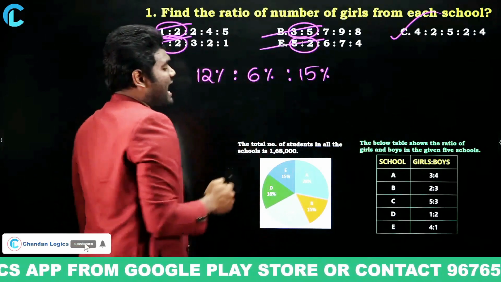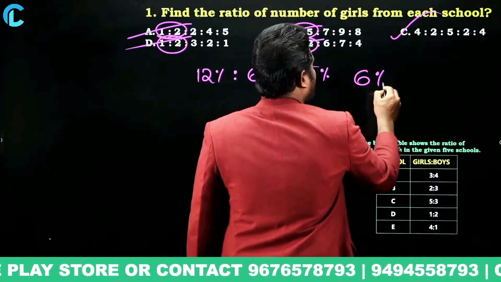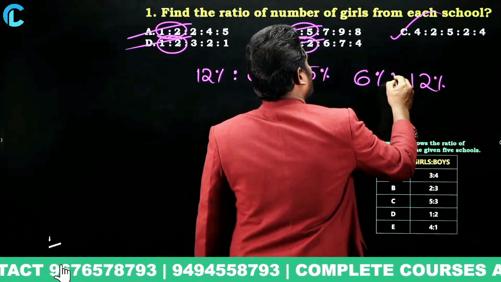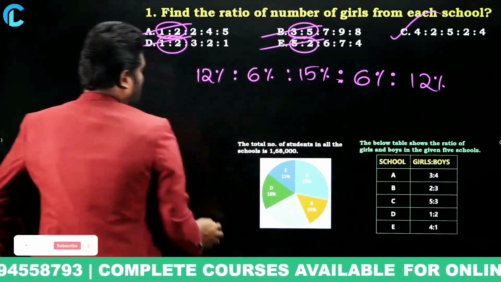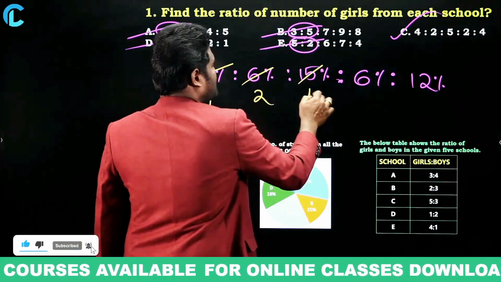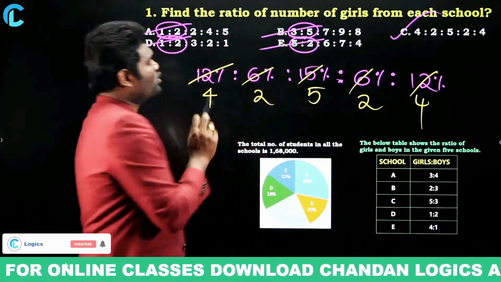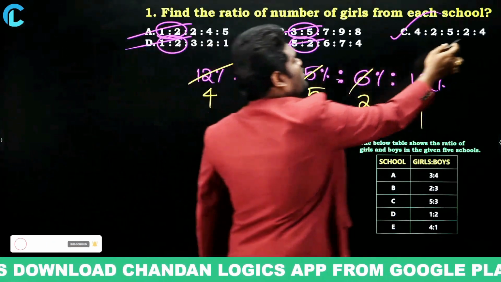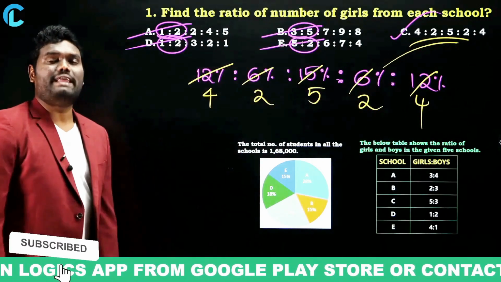A, B, C, and write about D. D how much? D 6%. Yes or no? E how much? E 12%. Yes or no? Now just calculate the ratio. If you calculate the ratio, what is going to cancel here? 3 cancels here 4 times, 3 cancels here 2 times, 3 cancels here 5 times, 3 cancels here 2 times, 3 cancels here 4 times. So the ratio will be 4, 2, 5, 2, 4. This is going to be the answer. Which means without doing the complete calculation also, you can say the answer very, very easily.